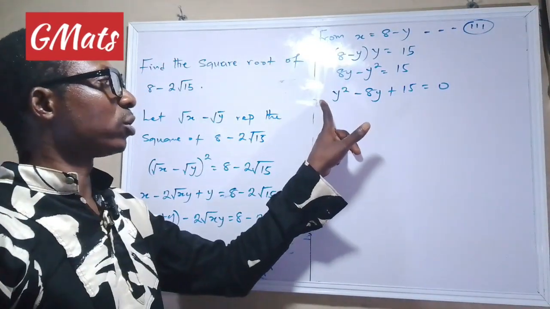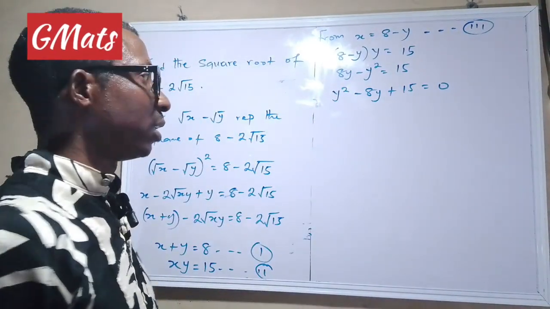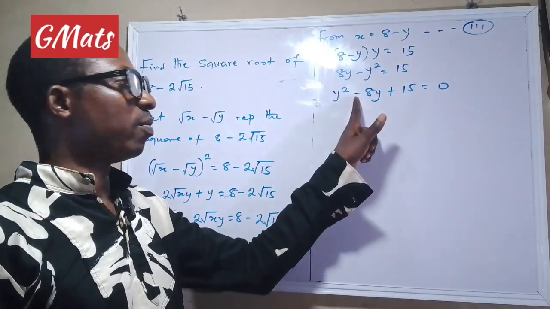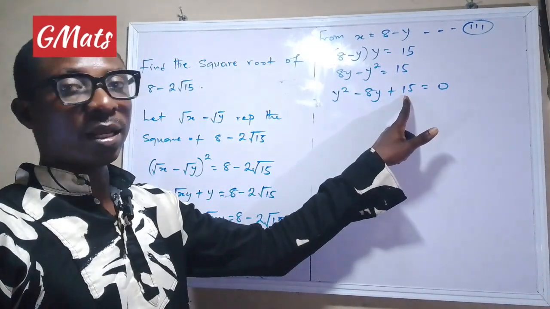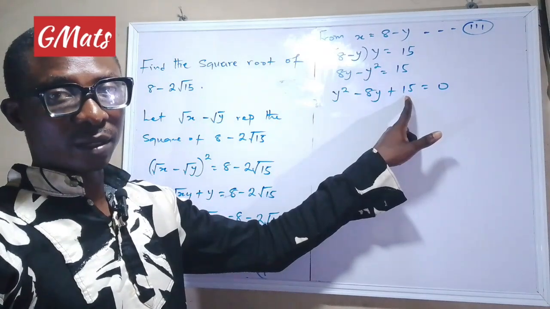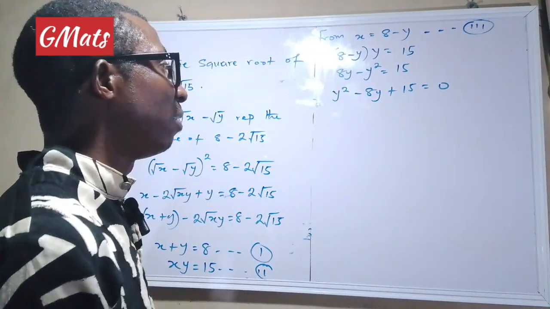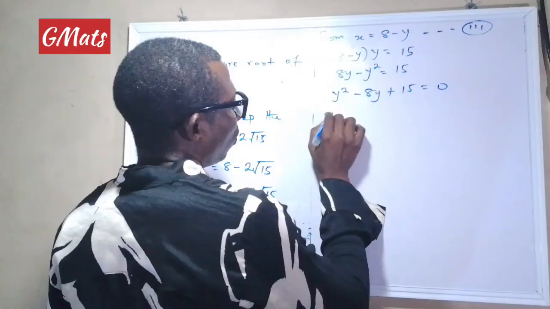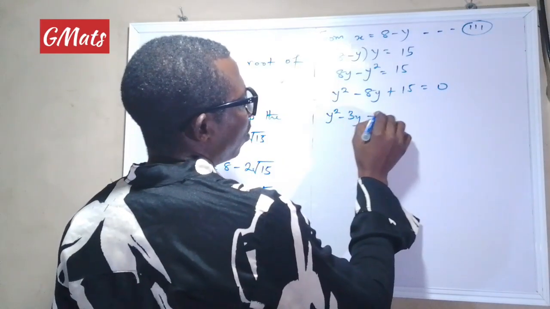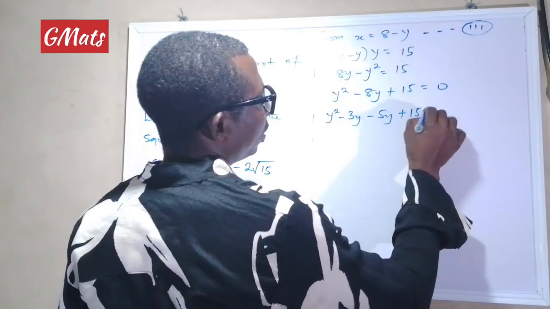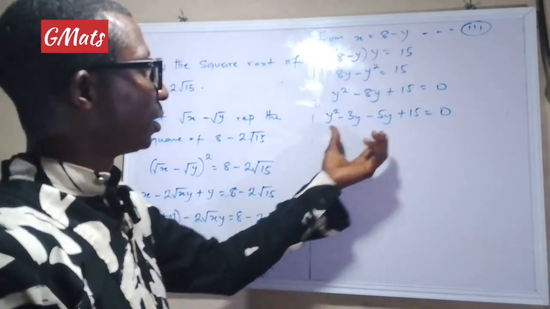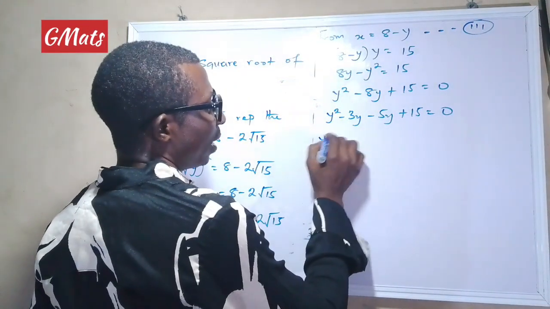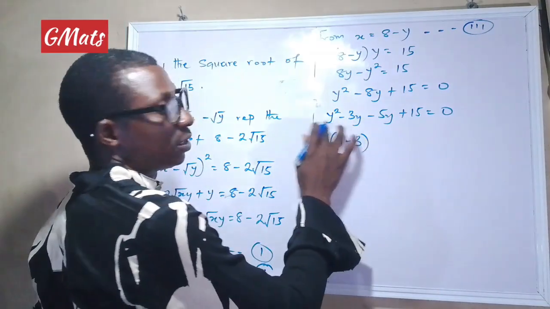Okay, now we solve this using the factorization method. You look for two numbers such that when you add them together, you have minus 8, and when you multiply them together, you have 15. What are the numbers? We have minus 3 and minus 5. So this turns to y squared minus 3y minus 5y plus 15 equals 0. The common factor here is y. So we have y minus 3. You divide this by y, you have this.